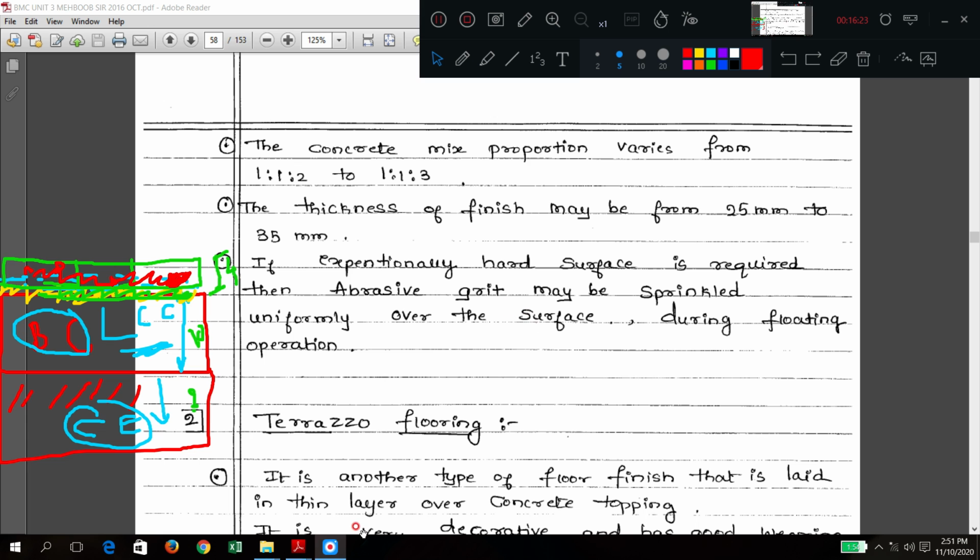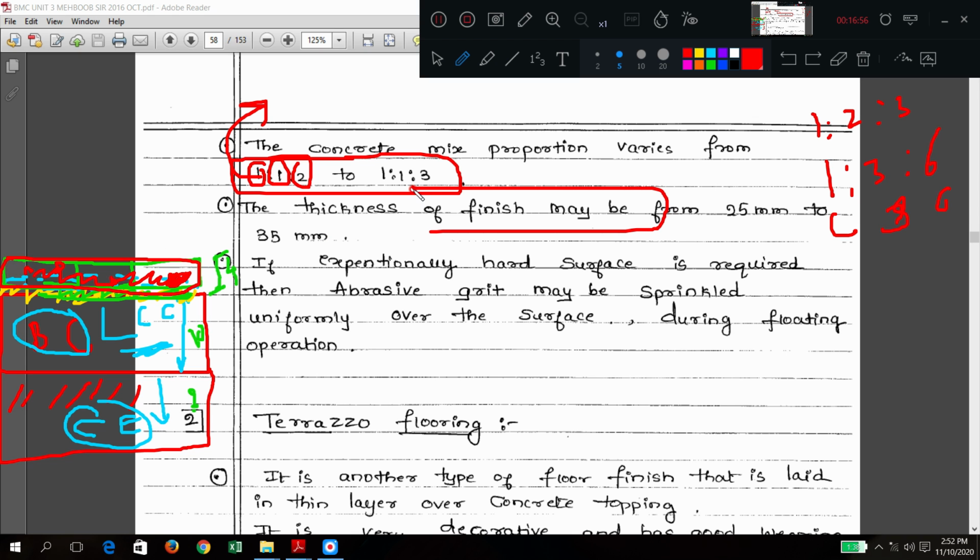So here what exactly are they doing? The total mix proportion is 1:1:2. In the previous case it was 1:2:3 or 1:3:6, so 1 cement, 3 sand, 6 aggregate. But here cement is 1, sand is also 1, aggregates are 2. That means it contains more cement. That is why, as we just discussed, the topping contains rich cement, means more cement. You understand that way? Okay.